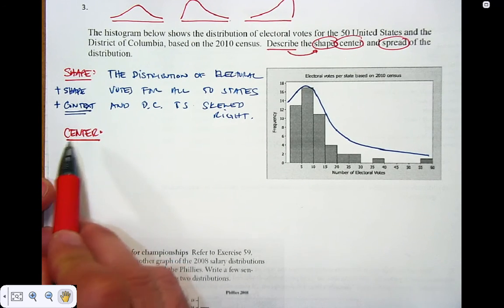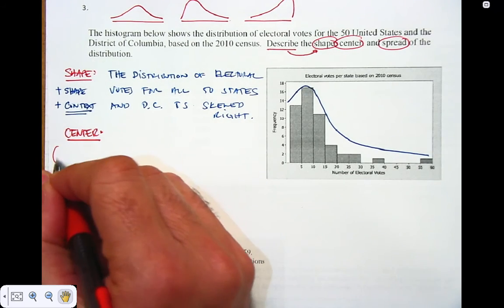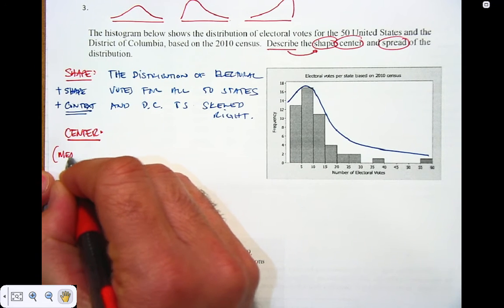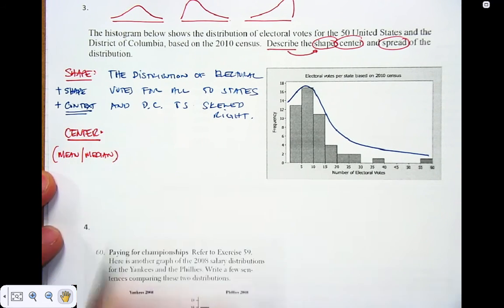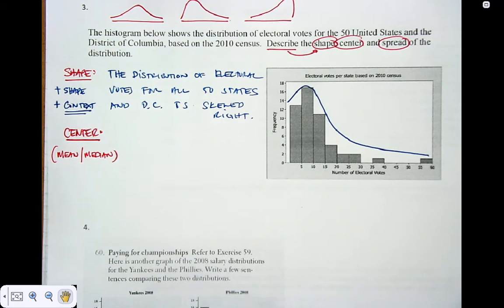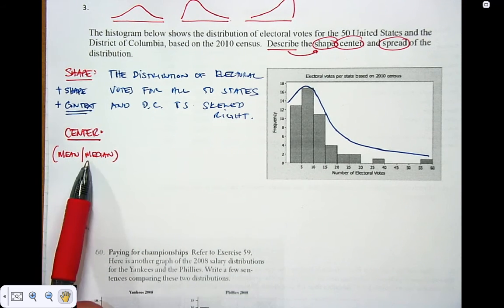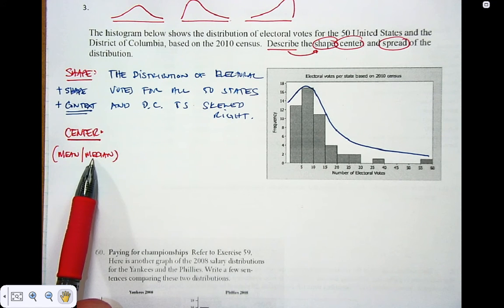So center. Measures of center we talked about are either going to be at this point the mean or the median. Okay, so both of these are measures of center. At this point, I want you to use one of these words, right, to describe it, and then you're going to estimate where that is.